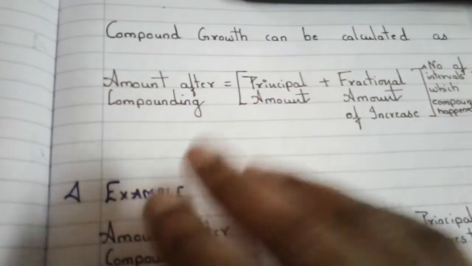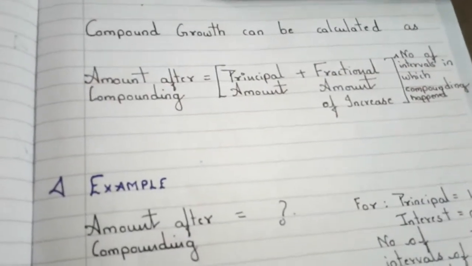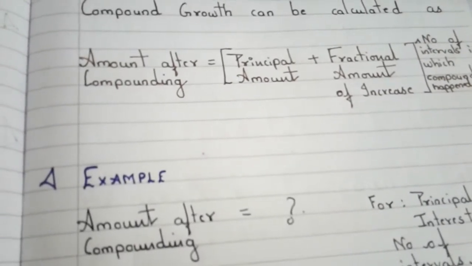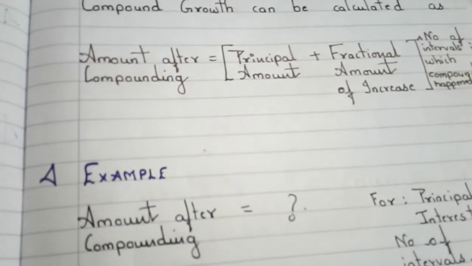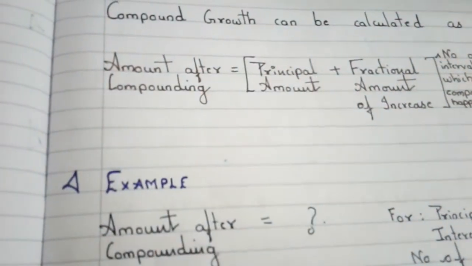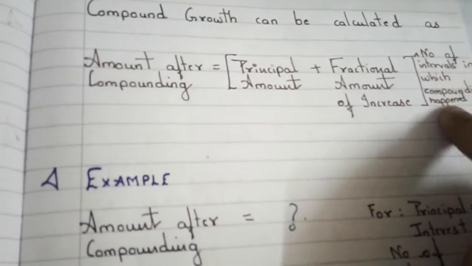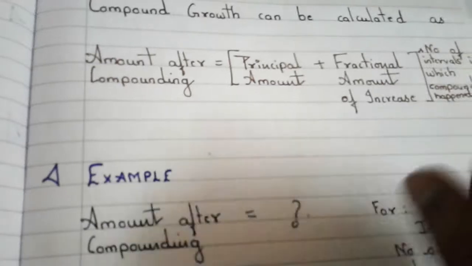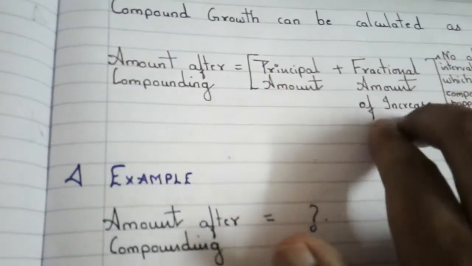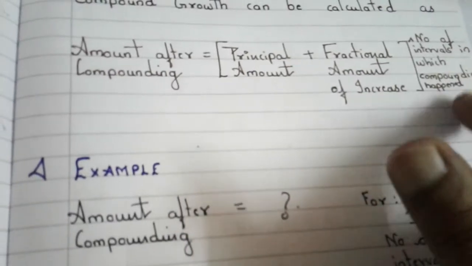So it depends. Let's say you have put money in a bank that gives interest compounding twice in a year. In that case, after 1 year, the number of intervals will be 2. So for any given period of time, the number of intervals for which compounding has happened is what is written here. This is the principal amount, whatever you put into the bank. This is the amount of interest that you get after compounding, raised to the total number of intervals in which compounding has happened.